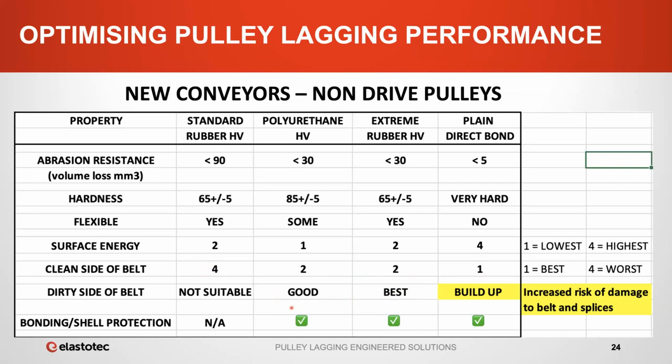One other consideration is the protection of the shell from corrosion. In these examples, I've only considered hot vulcanized polyurethane or hot vulcanized rubber lagging. And hot vulcanized lagging or direct bond ceramic all protect the pulley shell from corrosion, as there are no joints to open up, the edges don't lift. So that's a way of getting maximum service life.